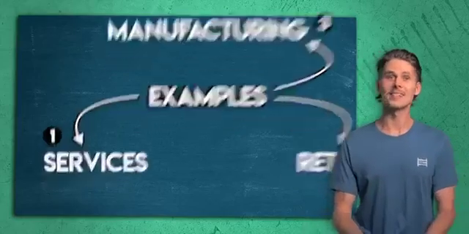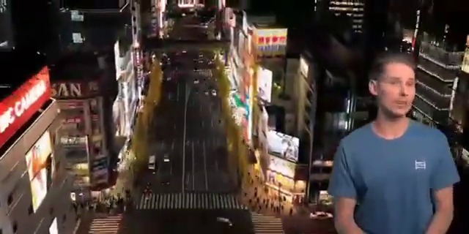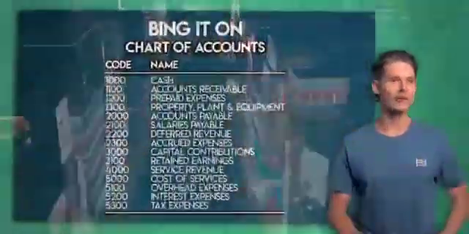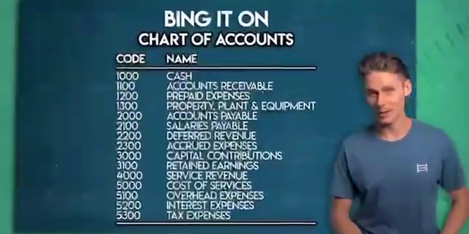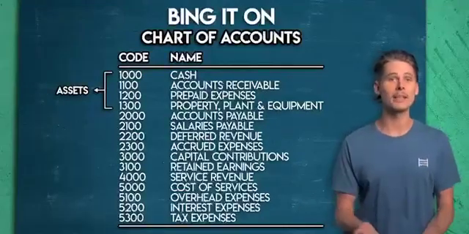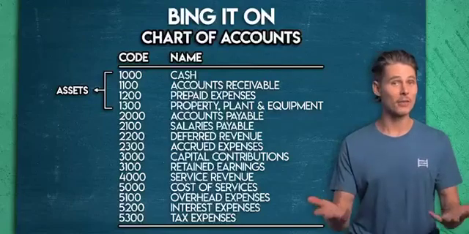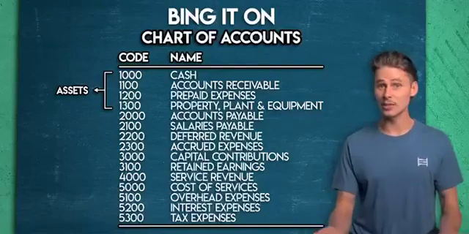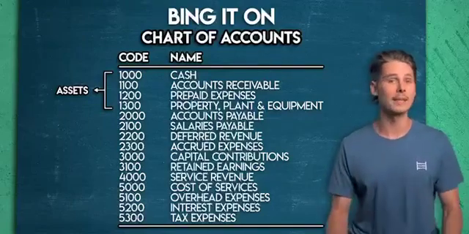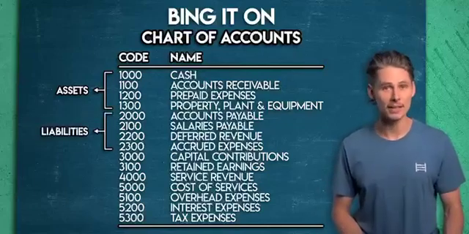We'll start with a service-based business. Bing It On, which is an advertising agency. Its chart of accounts might look like this. Under assets, we have cash, accounts receivable, prepaid expenses, and property, plant, and equipment. This is the stuff that Bing It On owns, and as you can see, all the account numbers begin with a 1.